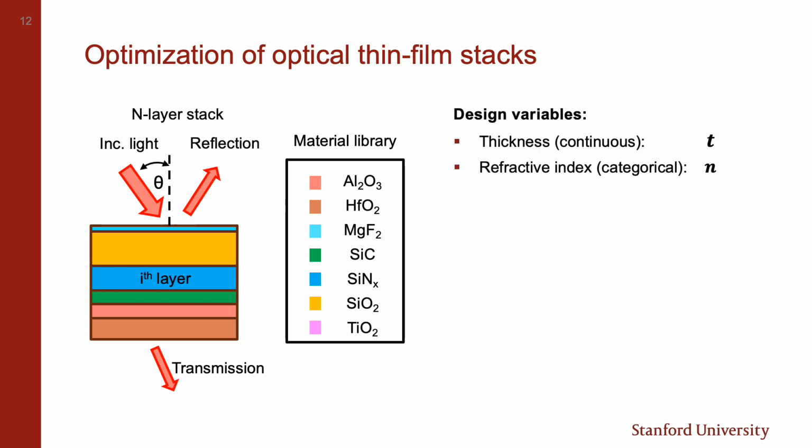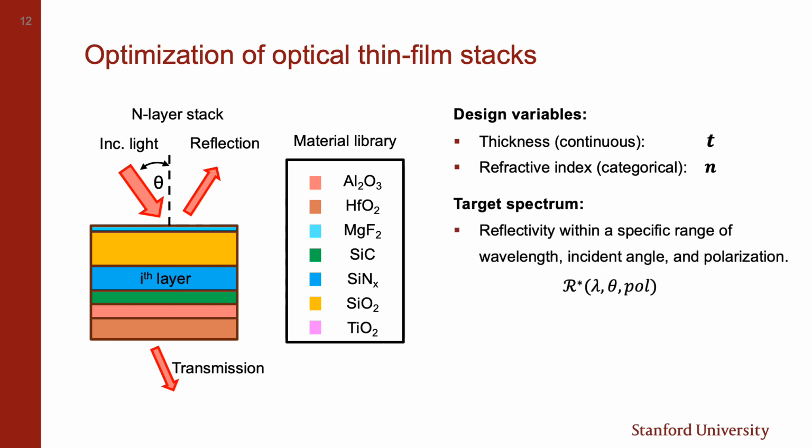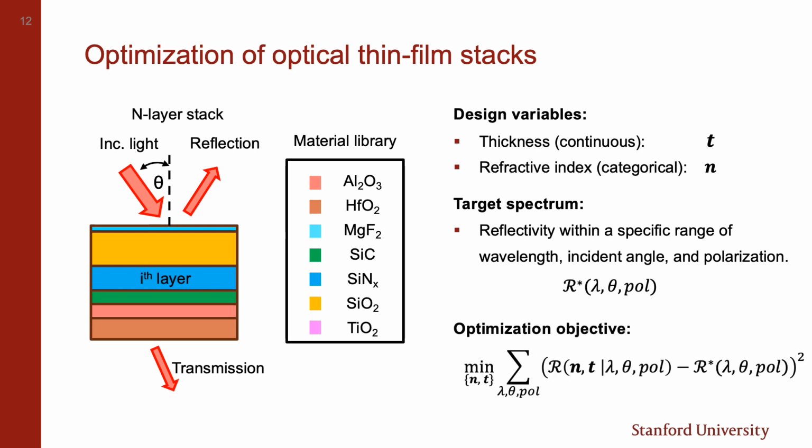To be more specific about the design variables, the thickness of each layer is a continuous variable, while the refractive index of each layer is a categorical variable, which can only take discrete values from a material library. The target reflection spectrum is defined on a certain range of wavelengths, incident angles, and polarizations, which is denoted by R star. The optimization problem is then posed as finding the proper N and T that produce reflection spectra as close as possible to the target spectrum. This is also a non-convex optimization problem.